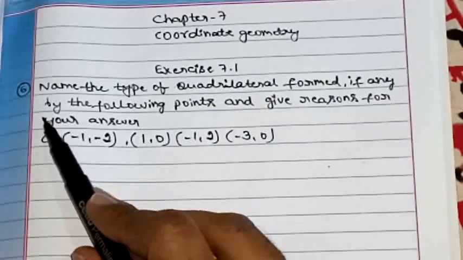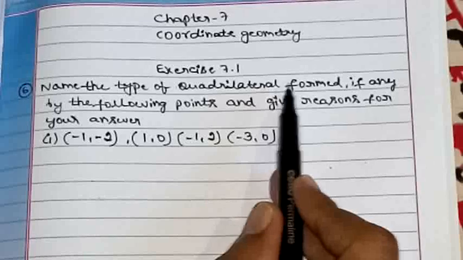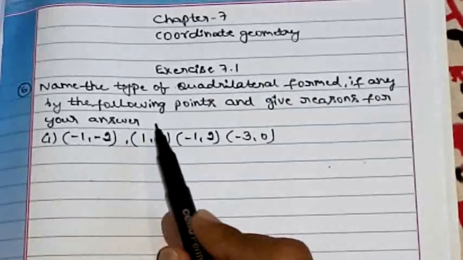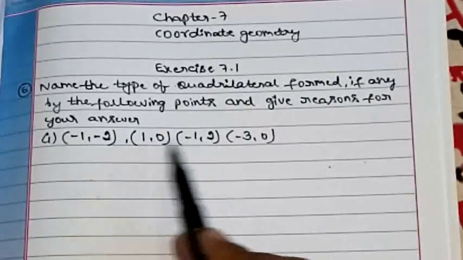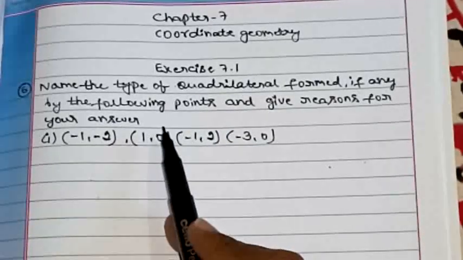So in today's video, we will learn the chapter number 7, coordinate geometry, exercise 7.1, the sixth one. The question is, name the type of quadrilateral formed, if any, by the following points. They have given the points, and give reasons for your answer.